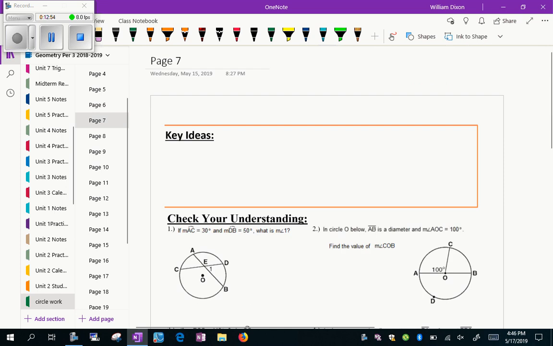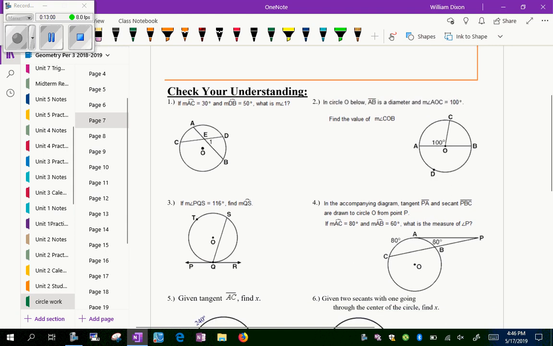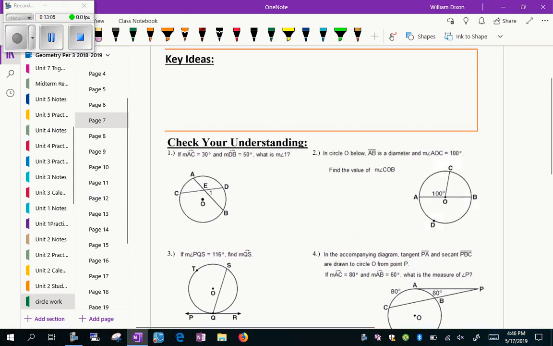What I want you to do, I want you to write down some key ideas. There are a lot. And then I want you to do the check your understanding. That's important. We'll check that in class. And then also remember, write down any questions that you might have.